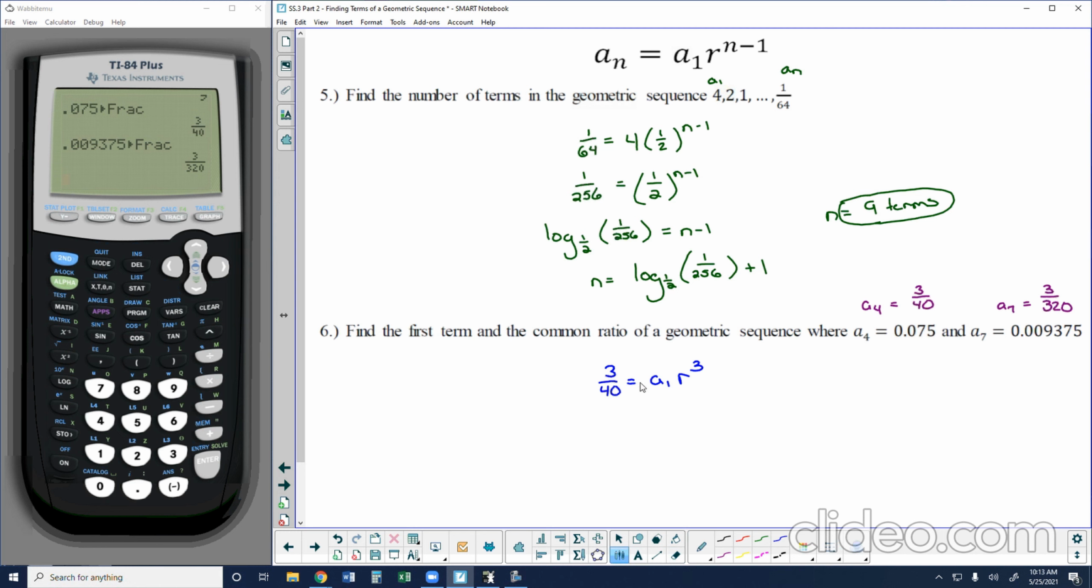Now that creates an equation with two variables that I cannot solve, but if I create another equation with two variables, I can combine the two to solve. So my seventh term is 3 over 320. So 3 over 320 would be equal to a sub 1, again I don't know the first term, times r, I don't know the ratio, to the 7 minus 1 power, or to the sixth power.